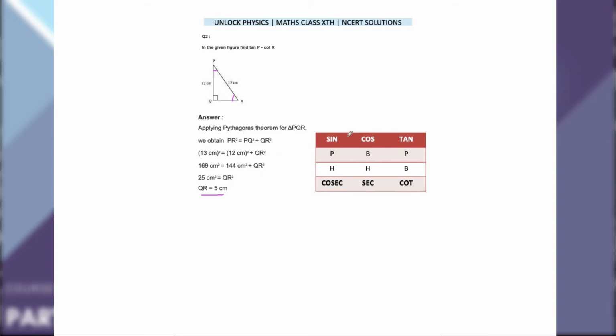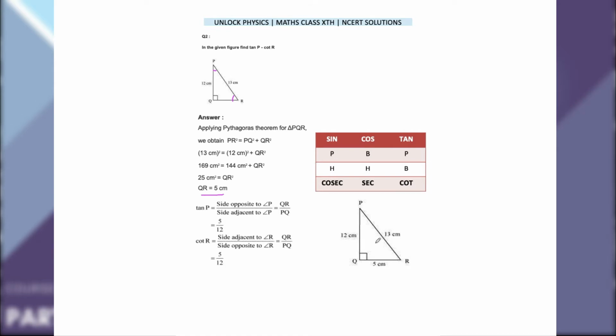Now remembering our trigonometric ratio table, the TR table, we know that tan is perpendicular upon base and cot is base upon perpendicular. So now we have to mark our perpendicular, base, and hypotenuse for the respective angles P and R. Now in this we mark tan of P. So this is P. So this side will be perpendicular, this side would be the hypotenuse, and this side will be the base. So tan P is perpendicular upon base, which is 5 upon 12.